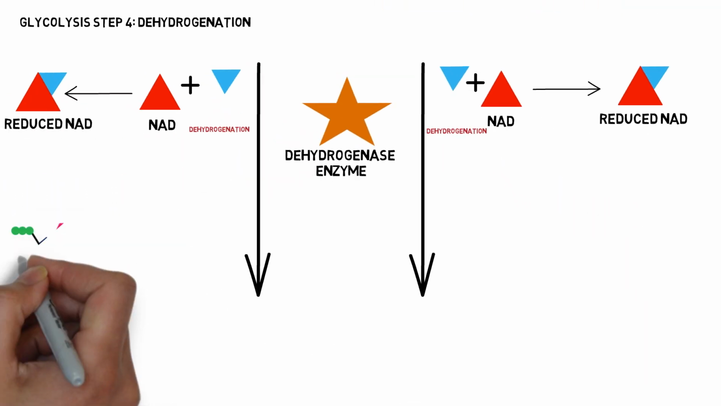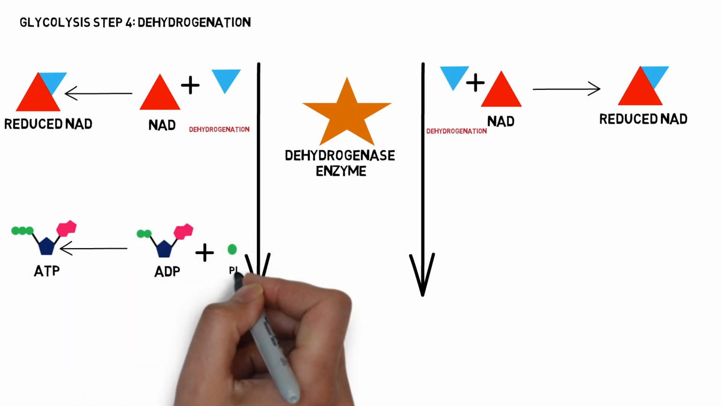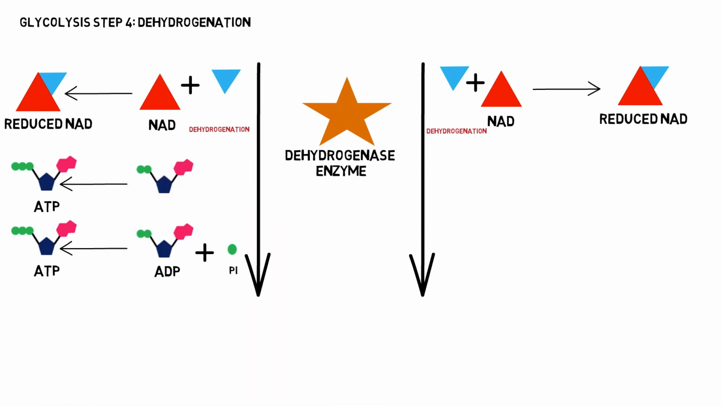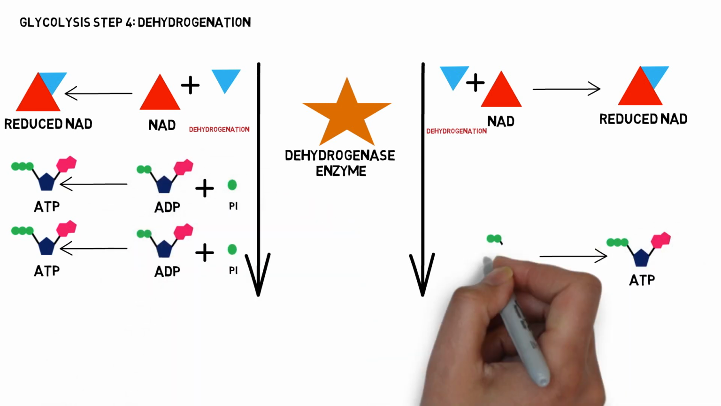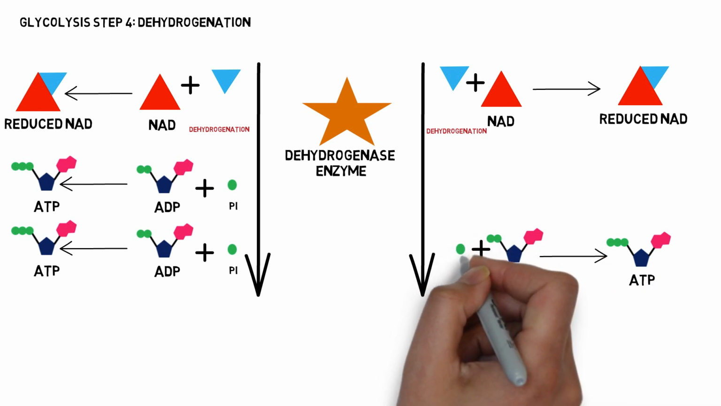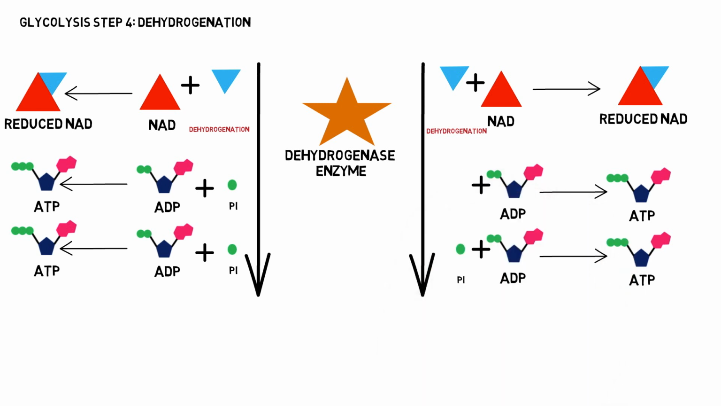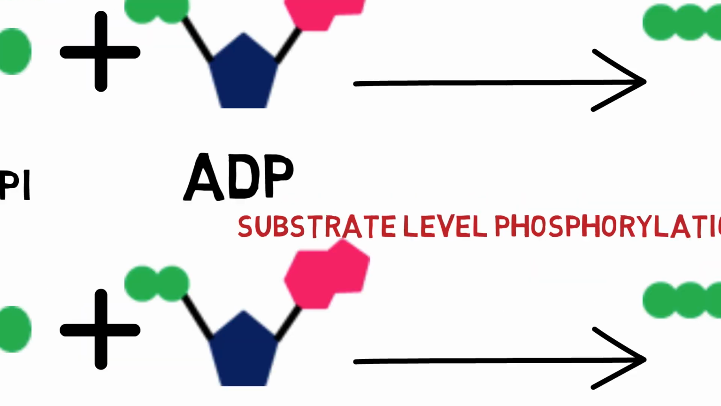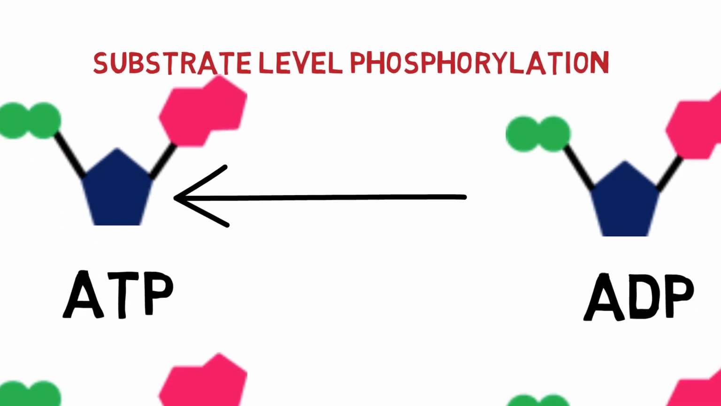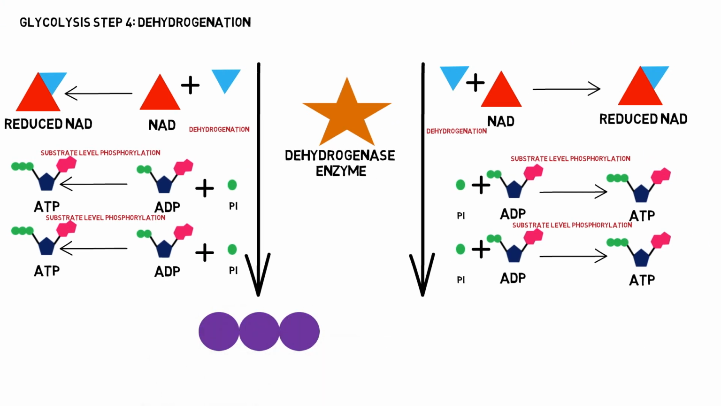After dehydrogenation, you get 4 ATP molecules which are formed, 2 per triose bisphosphate molecule, and they are formed due to substrate level phosphorylation. The dehydrogenation and decarboxylation of triose phosphate forms the end product of glycolysis, which is pyruvate, which is a 3-carbon compound.